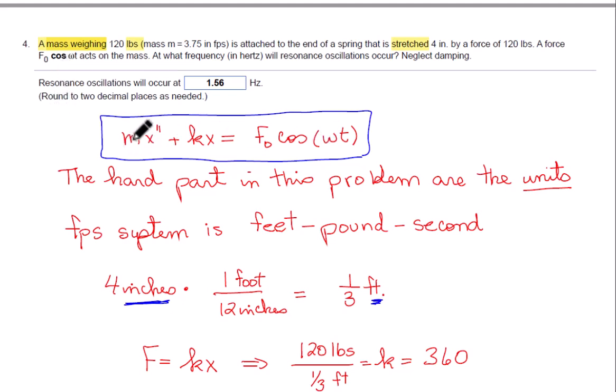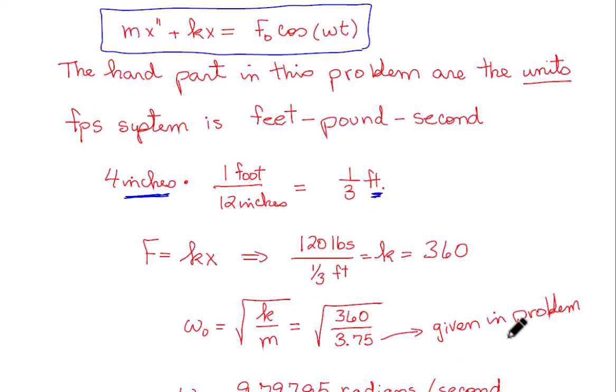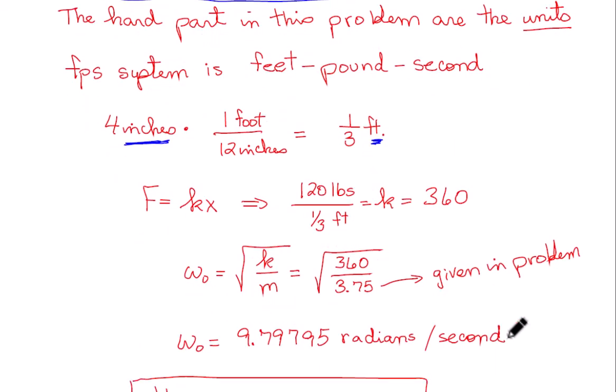All right, so we have this solution. So the hard part is I've got my mass, but the inches are wrong. I need feet. All right, so 4 inches converted to feet is 1/3 of a foot. And so I can figure out what is the spring constant. And so the spring constant K is 360. And so when I do that, I can find out what omega naught is just based on the spring constant and the mass. If you remember in a previous problem, that was the square root of K over M.